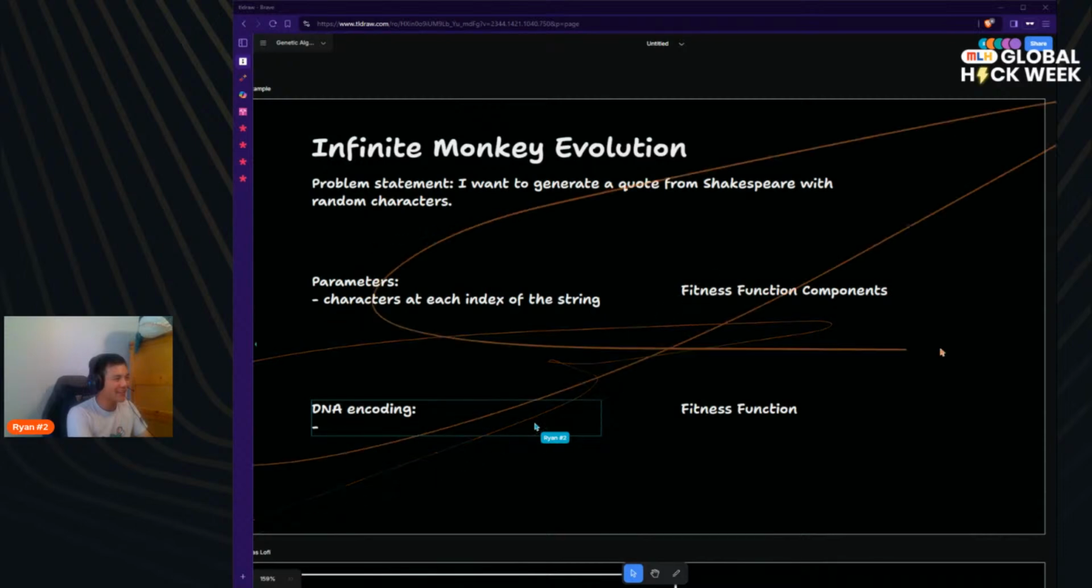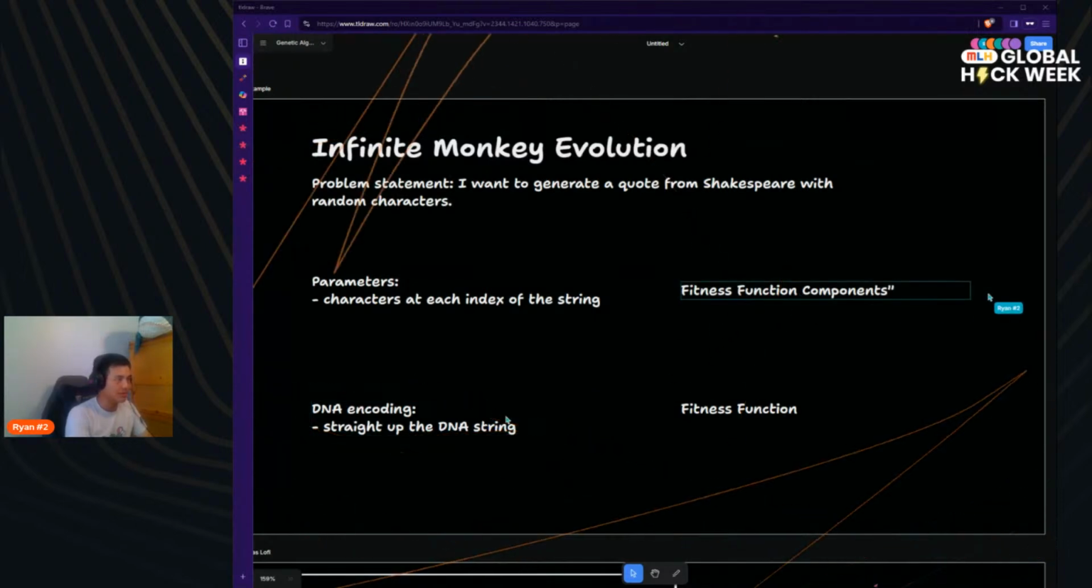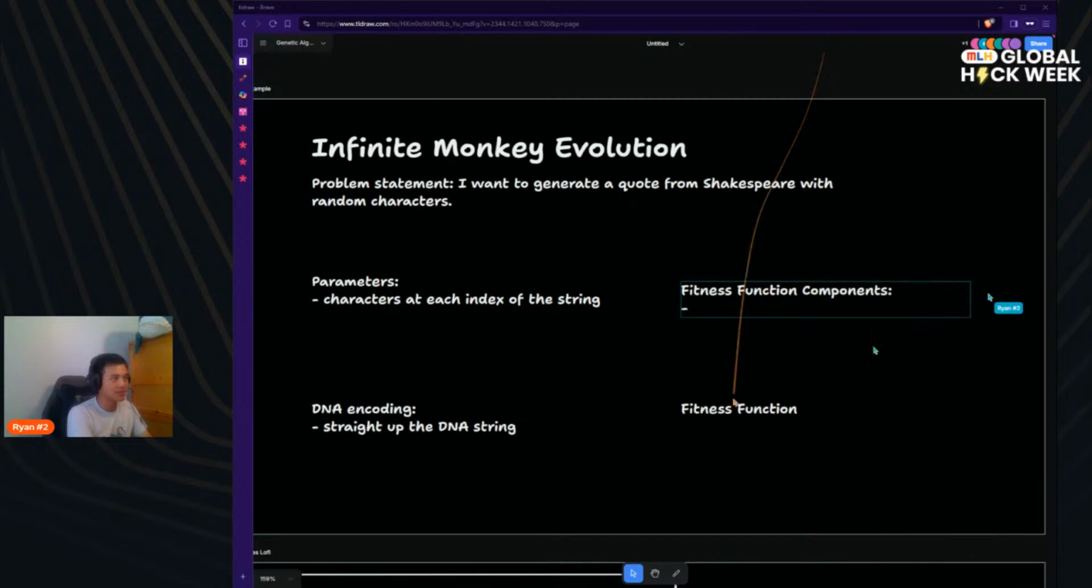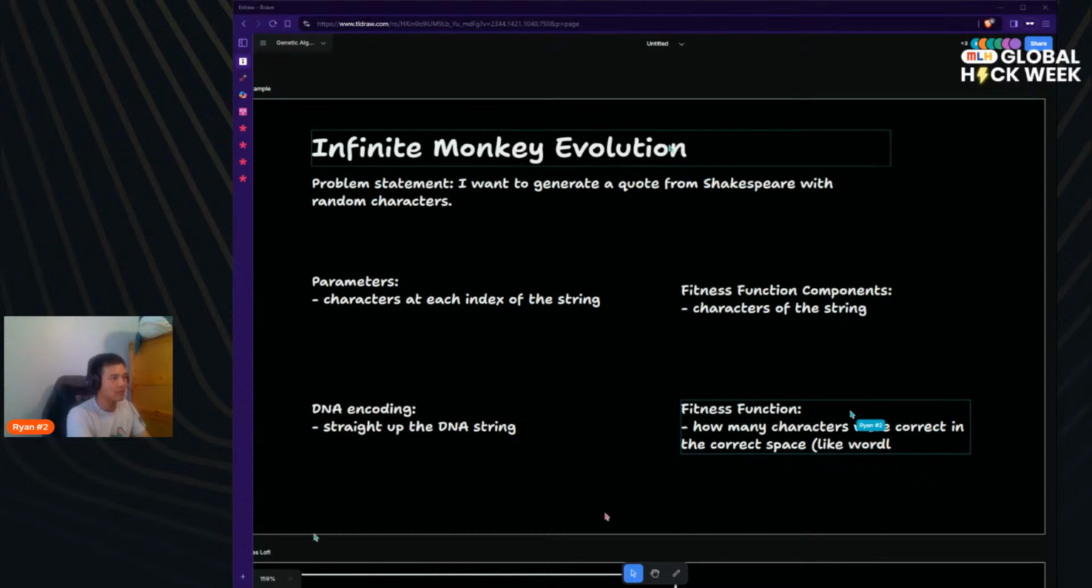DNA encoding is just straight up the string, the DNA string. Okay. We've got the fitness function components. So this just means what is it that we're measuring, and these are just the characters of the string. And then the fitness function itself is how many characters are correct in the correct space. Like Wordle, kind of. Okay.